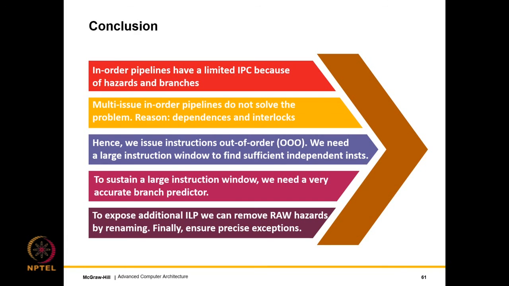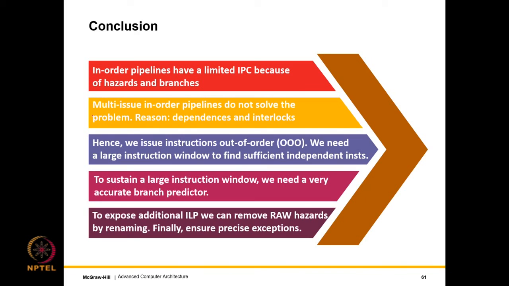Now we come to the last slide of this lecture set. This talks about the 5 most important points that we have learnt in this chapter. The first is that in order pipelines, which we have studied with so much pleasure in our undergraduate texts, have a limited IPC because of branches and data hazards. If I were to have a complex multi-issue in order pipeline, that is not really going to solve the problem. The reason being that there will be a very complex structure of dependencies and interlocks, hence the problem will not get solved.